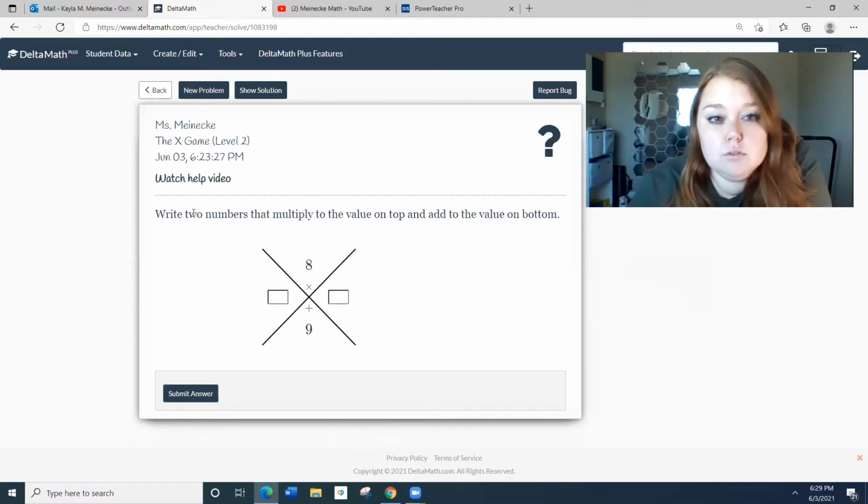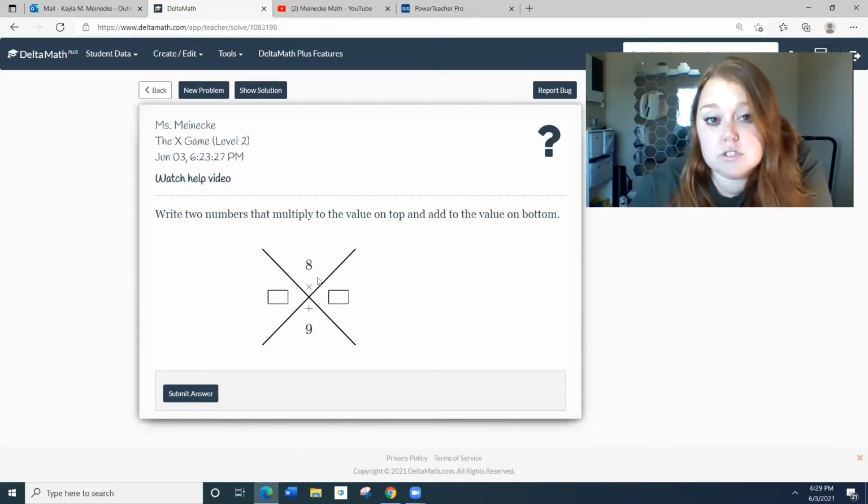So it says write two numbers that multiply to the value on top. So they multiply to 8 and add to the value on the bottom. So looking for two numbers that when you multiply them, it's 8, but when you add them, it's 9.